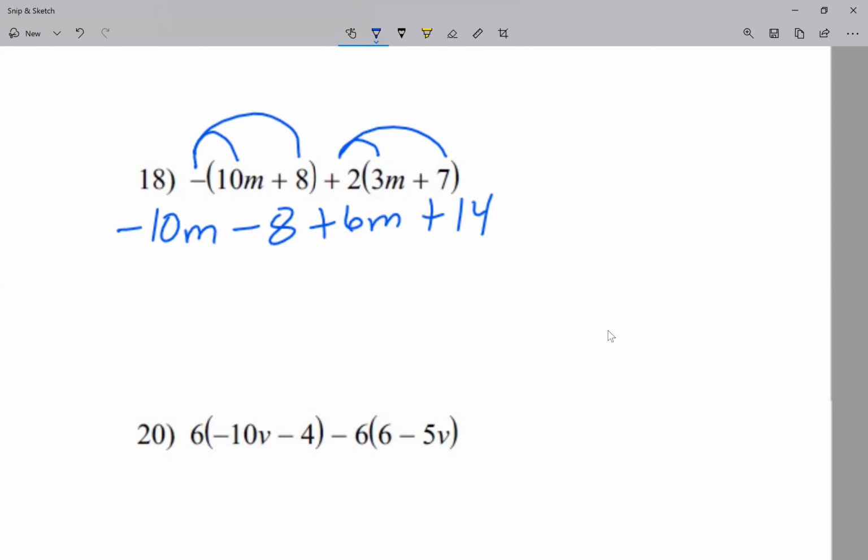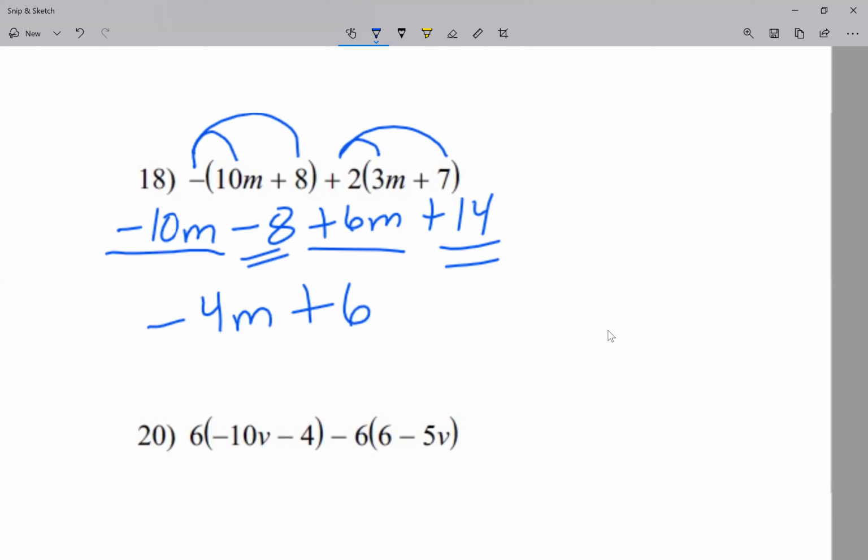Then let me take a look at those that have a letter first. There's -10 plus 6. When the signs are different, I subtract the values, keep the sign of the large one. So -10, +6 gives me a -4m. And then I look at those that don't have a letter. -8, +14. When the signs are different, I subtract my numbers, keep the sign of the large number. So it's going to be +6. I subtracted 14 minus 8 because my signs were different. The large number was positive, so I kept the plus.